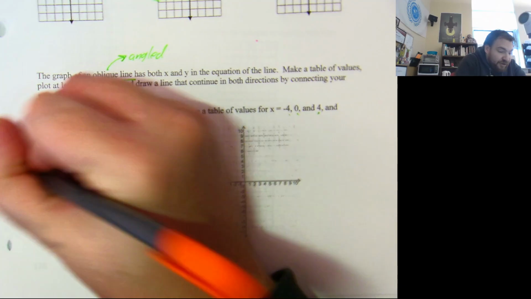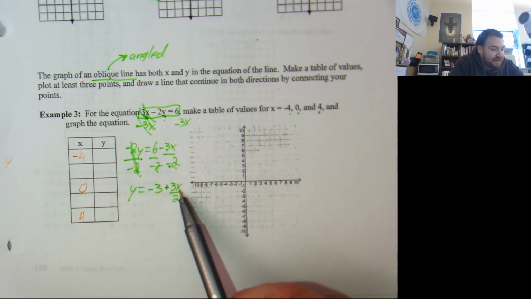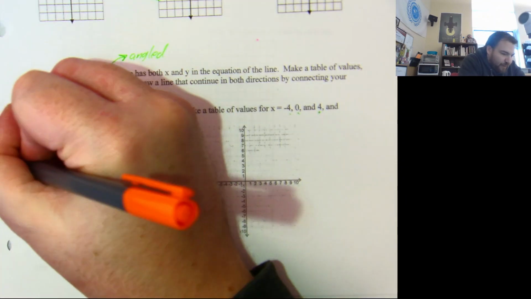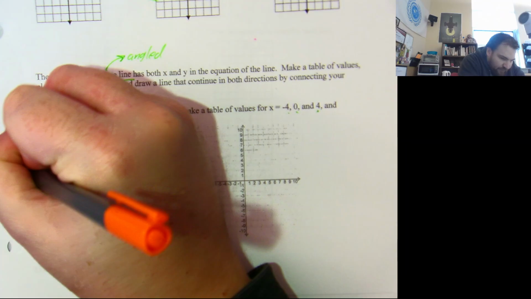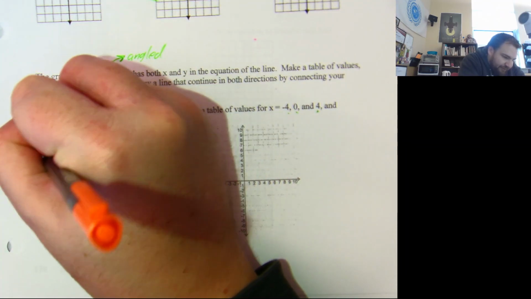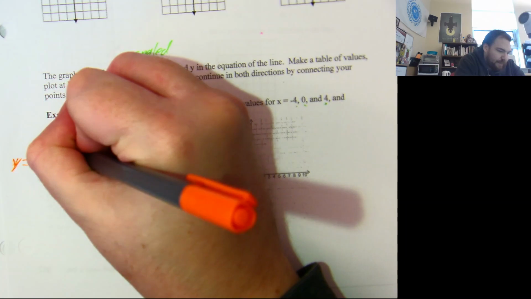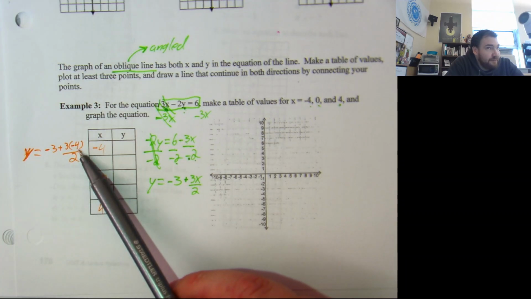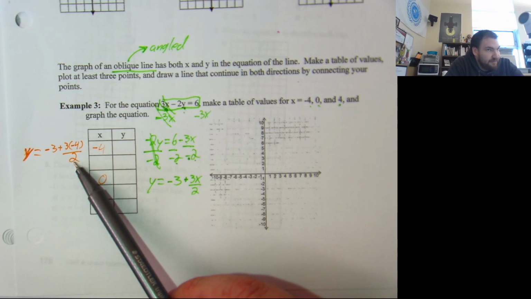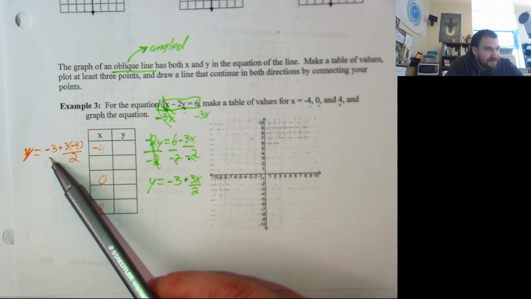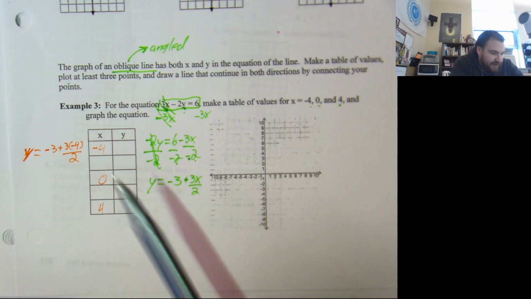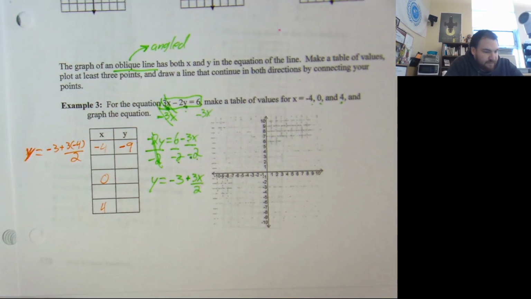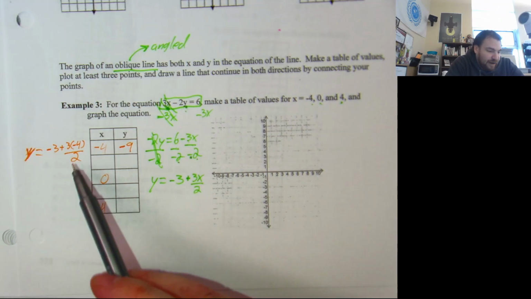To plug those in, just like we've been doing, I'm going to put brackets where the x is, and plug that value in. So we're going to get y equals -3 plus 3 brackets over 2, and I'm going to take that -4 and plug it in. And now we BEDMAS. 3 times -4 is? -12. -12 divided by 2 is? -6. -3 plus -6 is? -9. Or you could just ram that thing through a calculator.